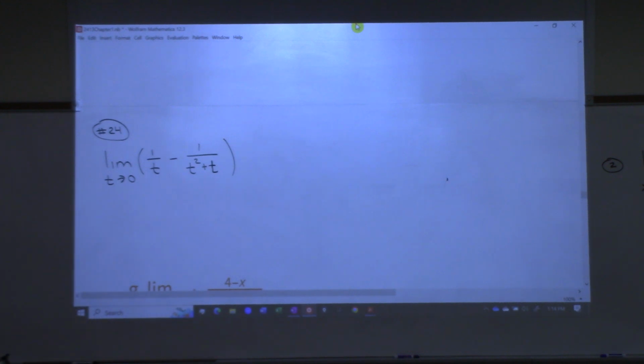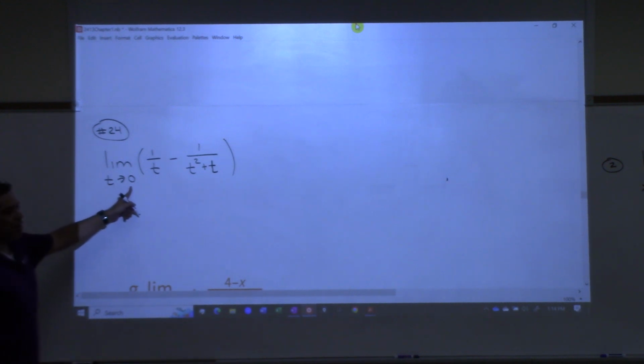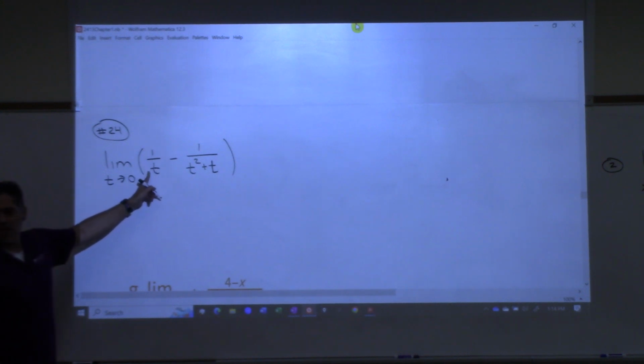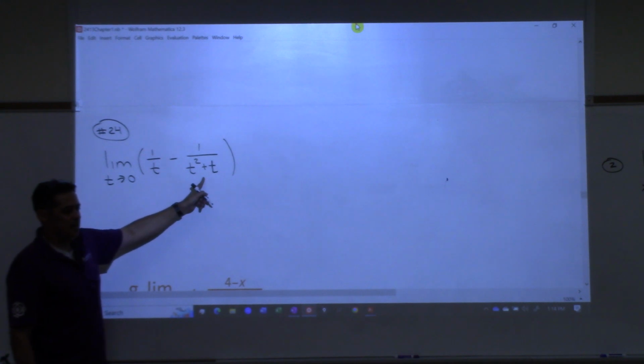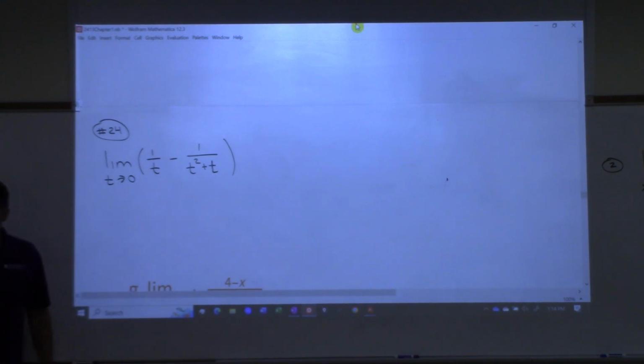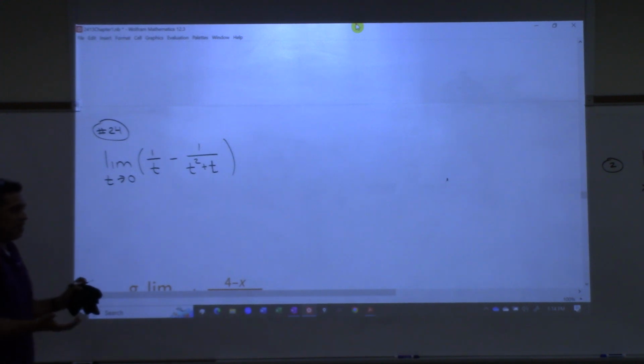There it is. So if we let t go to 0, we're going to have 1 over 0, which is undefined, right? And then we have 1 over 0 again, which is undefined. And so we've got some problems here, right? So I'm going to try and do some algebra, something, right? You've got to try something.